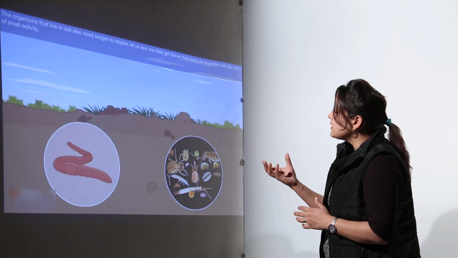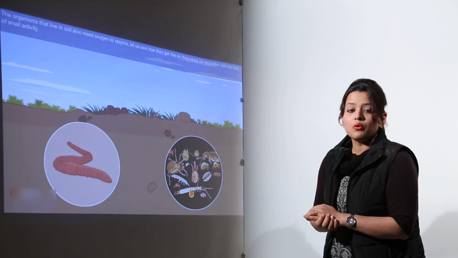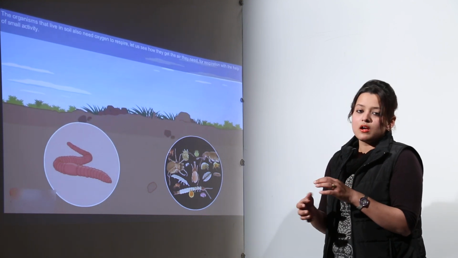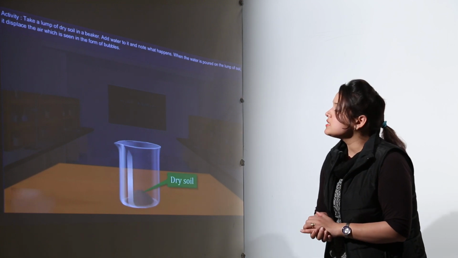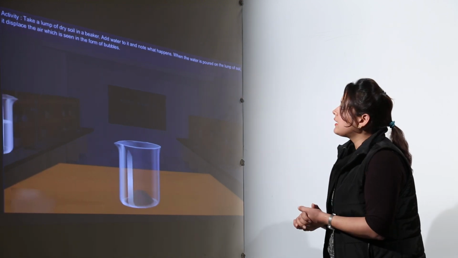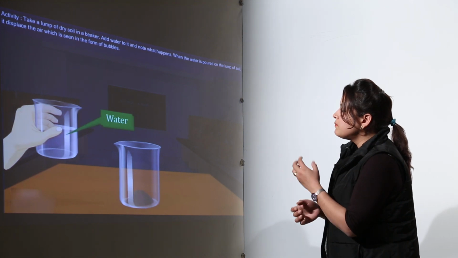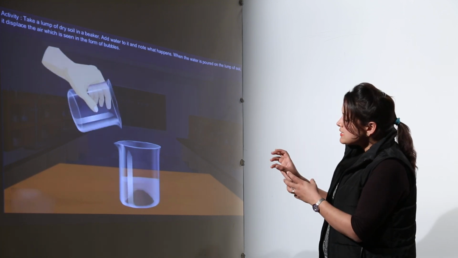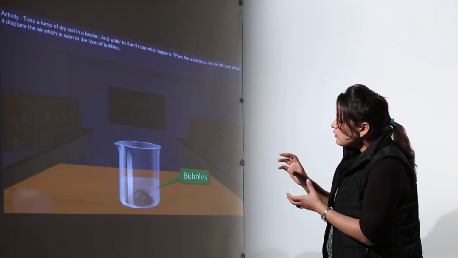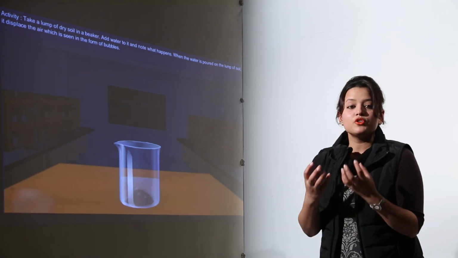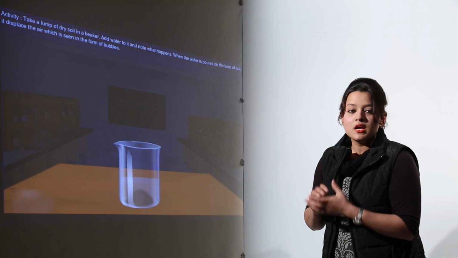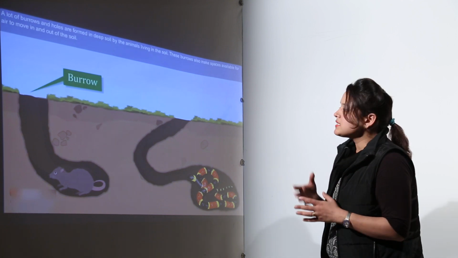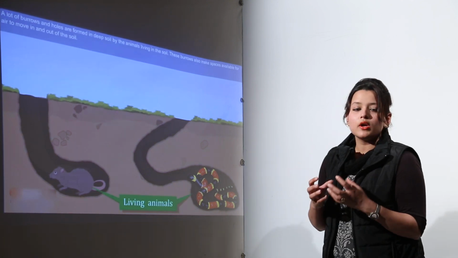Next we have the organisms that live below the ground, right? They build their burrows inside the ground. So how do these organisms get oxygen supply? For this, again, we are doing another activity. We have taken some soil inside a beaker and we will pour some water. Please observe that on doing so, we see some bubbles coming out. These bubbles show that air was present between the soil particles. When the water was poured, the bubbles came out. So we can conclude that air is present between the soil particles.